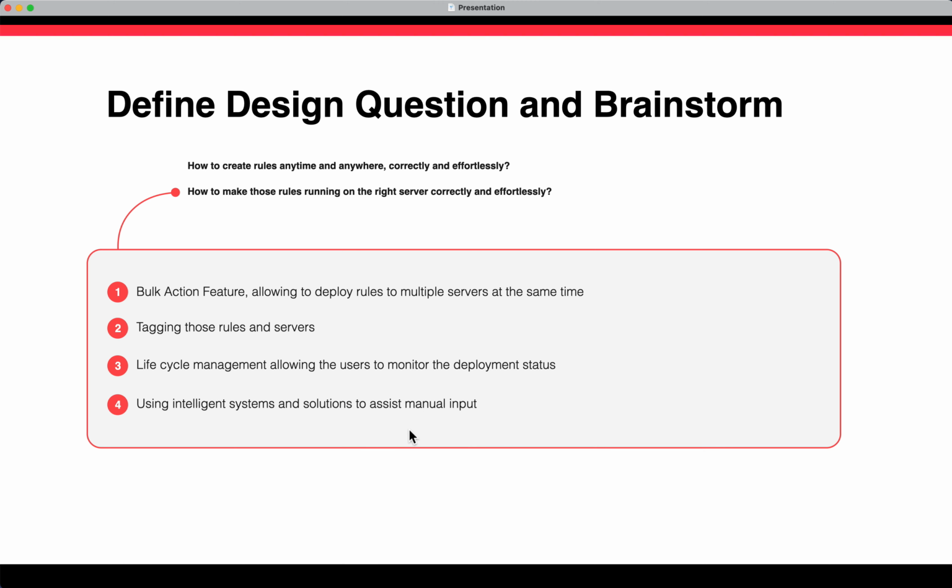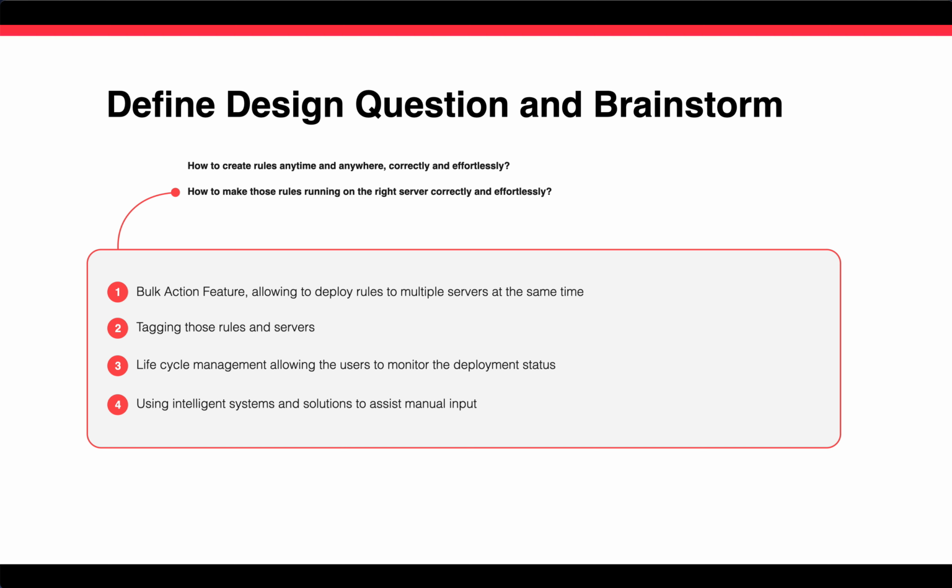Then I understood what problem we are trying to solve, and it seems like that's a verified design problem. I synthesized the design question into two questions. One is how to create a rule anytime and anywhere, without the limitation of the network. In other words, we hope that there's network all the time, right? So how to create a rule anytime, anywhere, correctly and effortlessly. The other question is how to make those rules run on the right server correctly and effortlessly. In this deck, I will only focus on the second question.